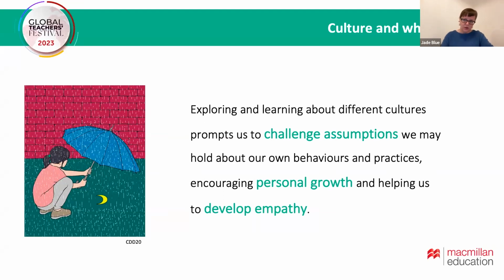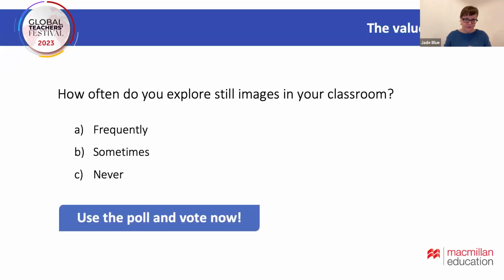So we've looked at what culture means and why it's important, but of course this session is about images too. So let's turn our attention to thinking about images, and we'll start off with a question. So we're going to put a poll, will come up on your screen in a moment, and the question is, how often do you explore still images in your classroom? So you should be able to vote. There are 3 options. You can choose frequently, sometimes, or never.